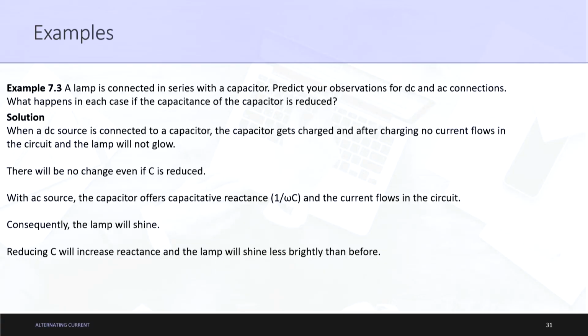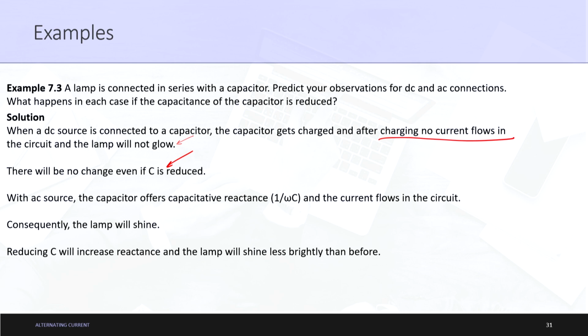Everything I just said is written here. When a DC source is connected to a capacitor, the capacitor gets charged, and after charging no current flows in the circuit. This was also explained in the introduction of the capacitor concept. After the capacitor is completely charged, the lamp will not glow. Once current is 0, there will be no change even if C is reduced or increased, because DC current is being observed here. Once the capacitor is charged, there is no way to take the charge out of it, and hence the lamp will not glow.